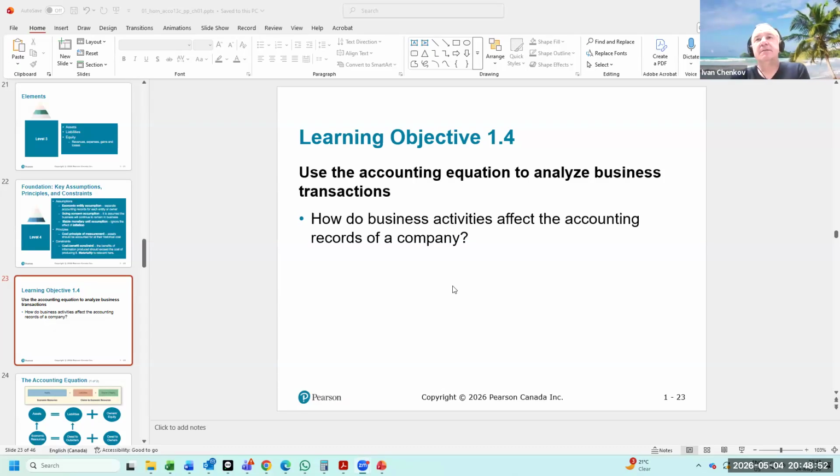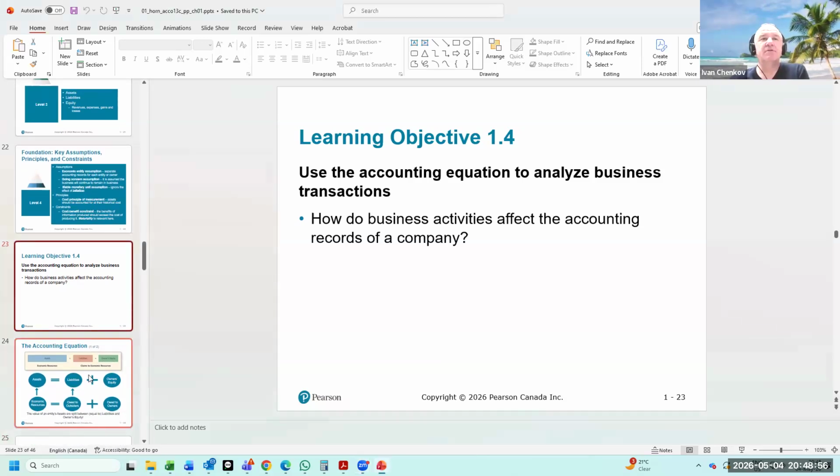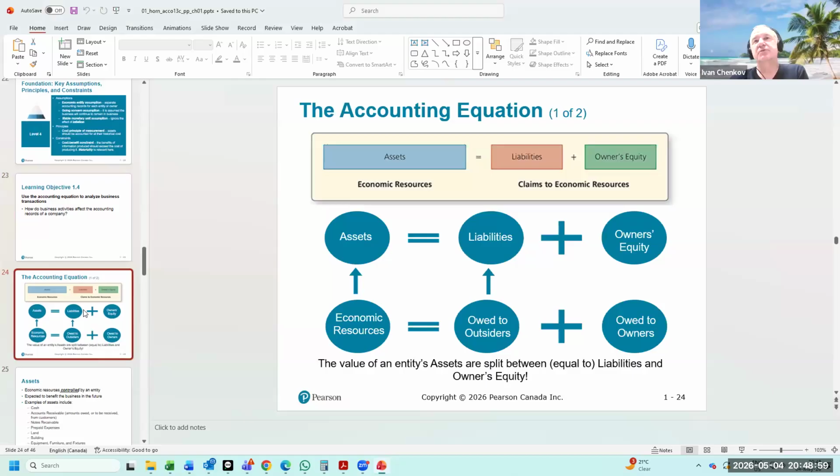Now let's see what kind of business activity is going to affect the accounting records. That brings us to the accounting equation, the basic accounting equation. Like everything, we have rules, and then we have an equation. What's the equation? The equation is very simple. Assets equal liabilities and equity. Now, the question is, what's an asset? What's a liability? What's equity?